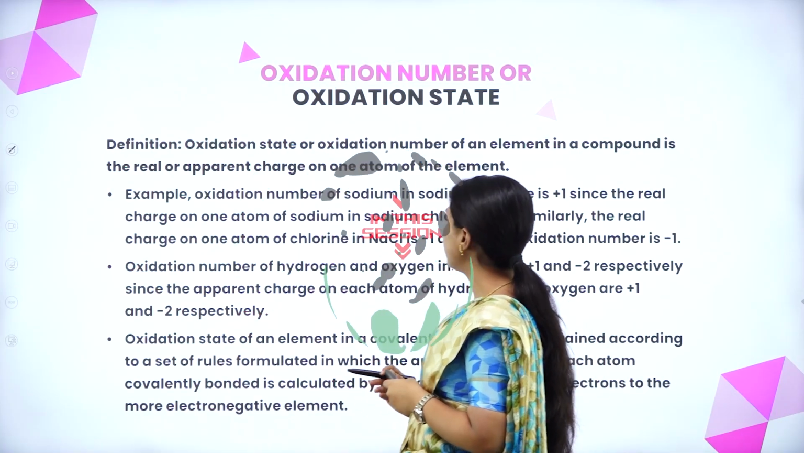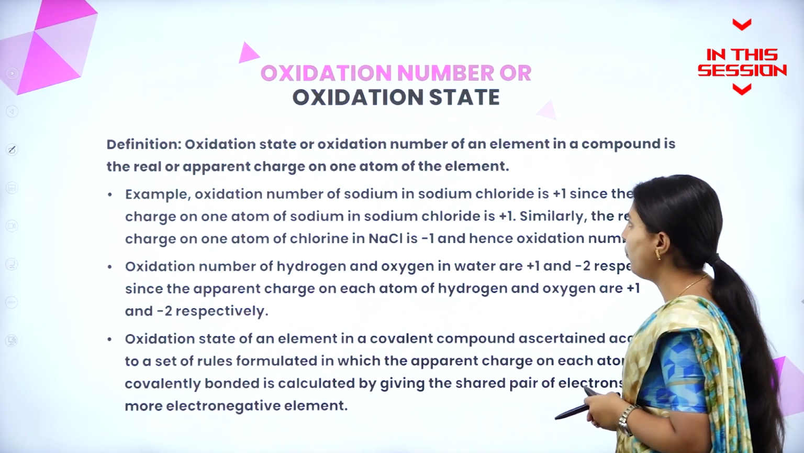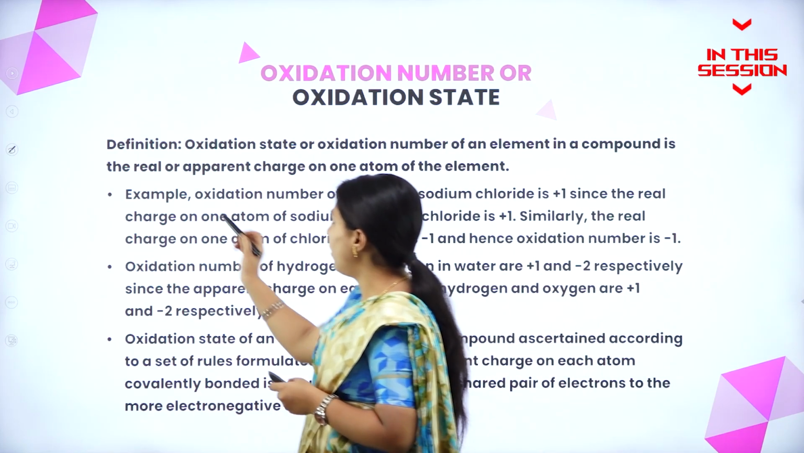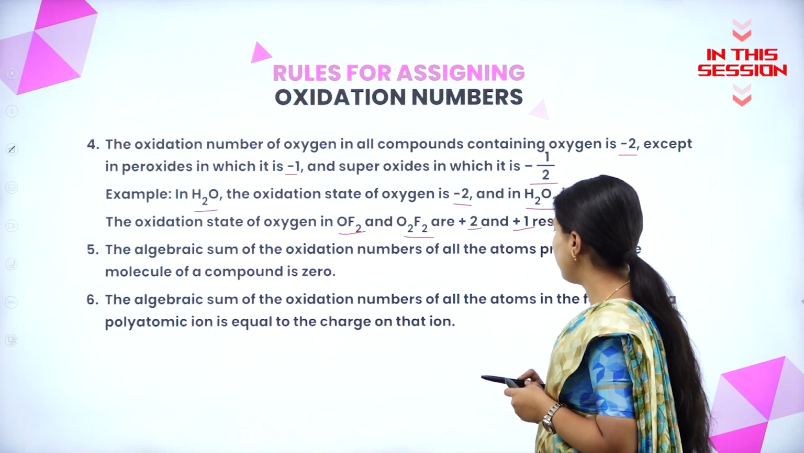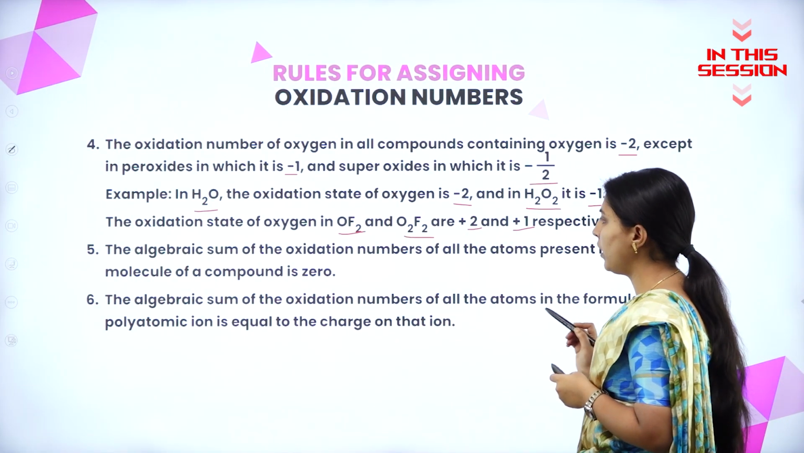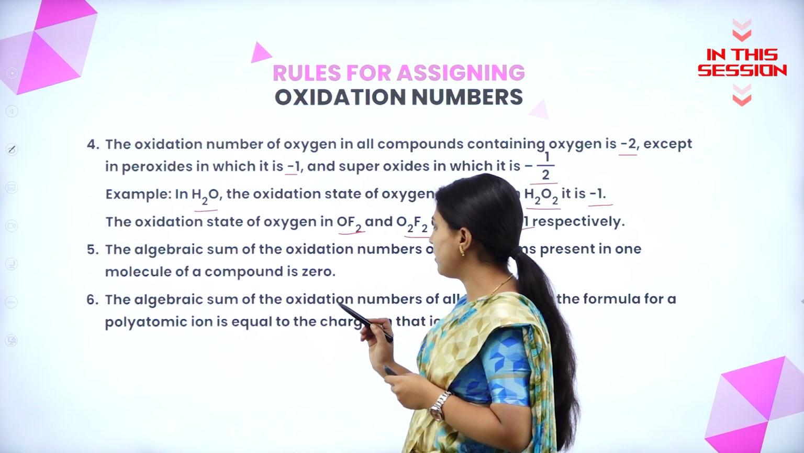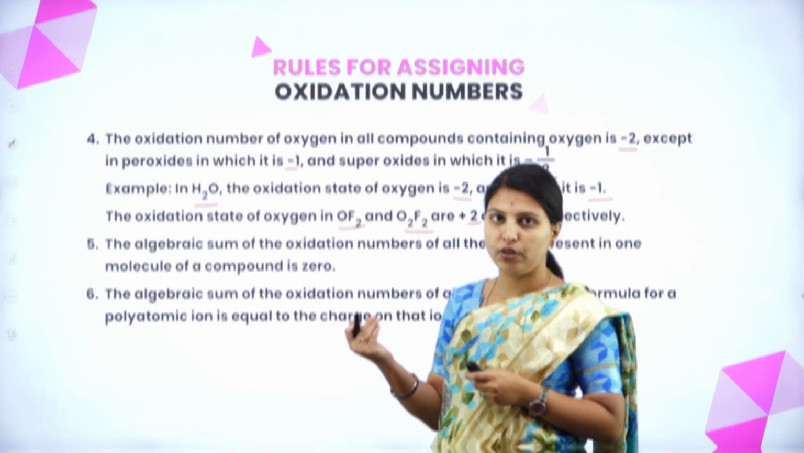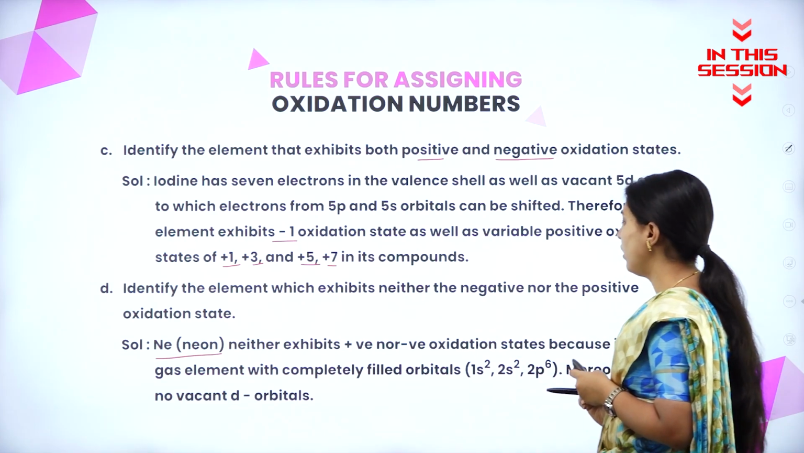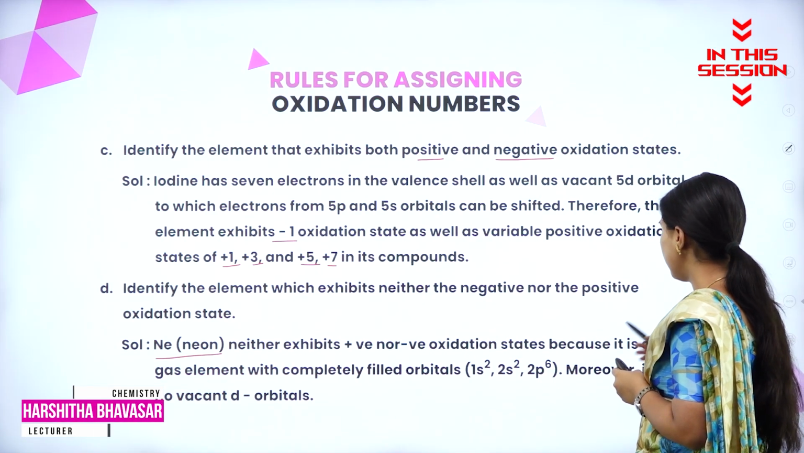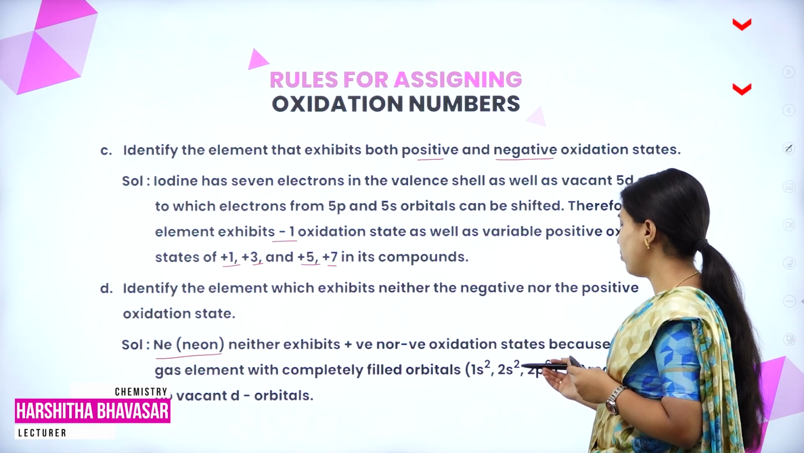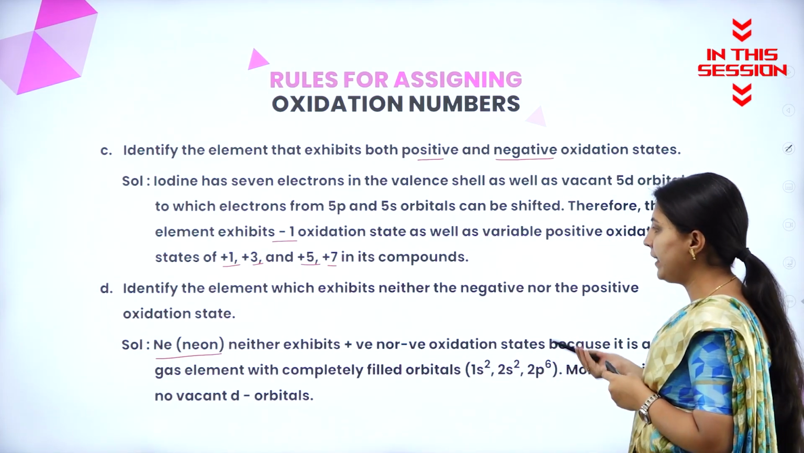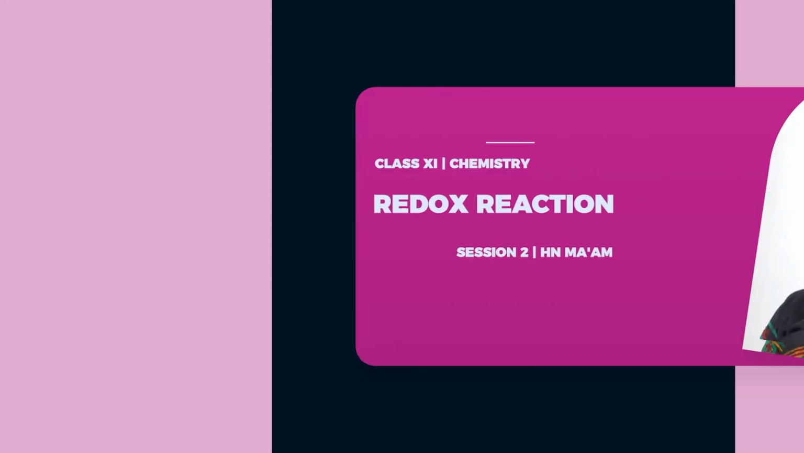Oxidation state or oxidation number of an element in a compound is the real or apparent charge on one atom of the element. The algebraic sum of the oxidation numbers of all the atoms in the formula for a polyatomic ion is equal to the charge on that ion. Neon exhibits neither positive nor negative oxidation state because it is a noble gas element with completely filled orbitals, that is 1s2, 2s2, 2p6. Moreover, it has no vacant d orbitals.